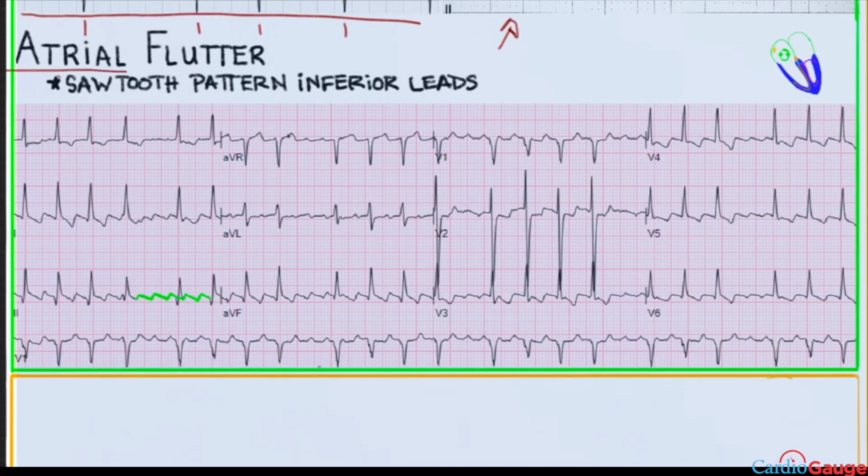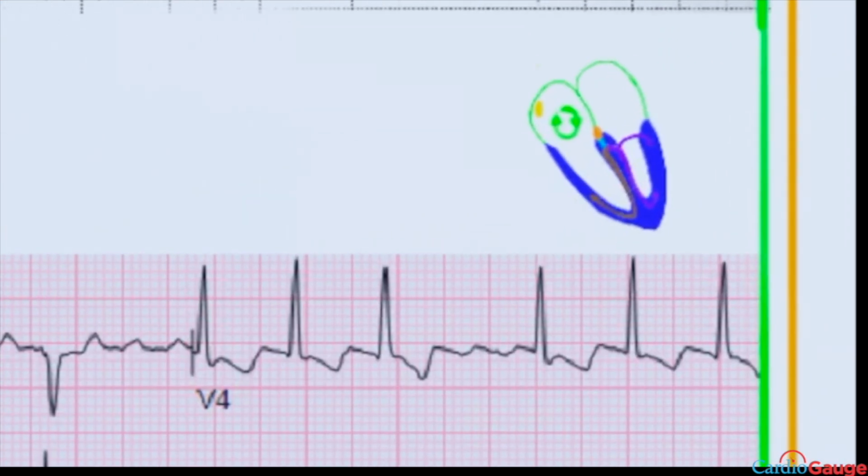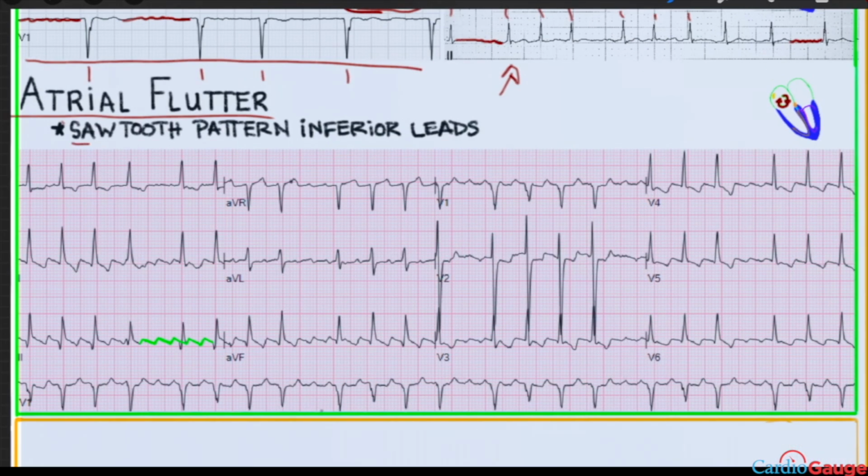Atrial flutter. Atrial flutter is occurring in the atria because there's a reentrant rhythm in the atria. It creates a repeating P wave that looks like a sawtooth, which is the hallmark of this. So there's a sawtooth pattern in the inferior leads. And that's what I'm showing here with the green tracing over the P waves here. Atrial flutter is quite common.